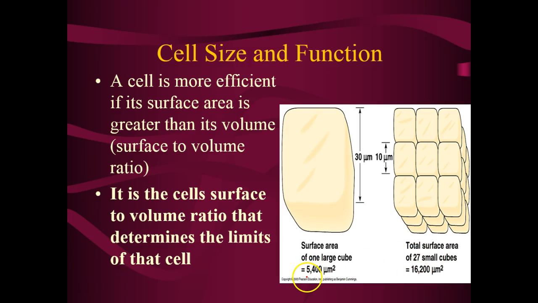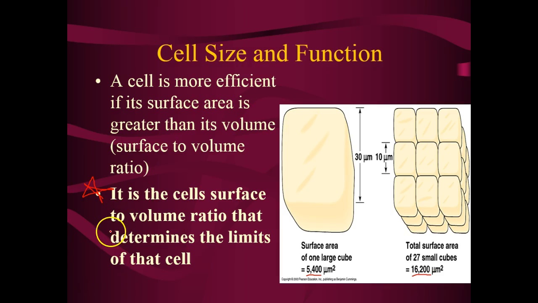If we look at the surface area of one big cell, it's 5,400 micrometers squared, because remember, we're looking at a specific surface area. It's a 3D shape. And then the total surface area of these 27 smaller cubes would be 16,200 micrometers squared. That's a huge difference, right? And we didn't change the volume.